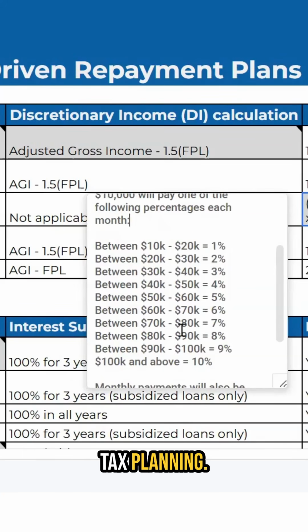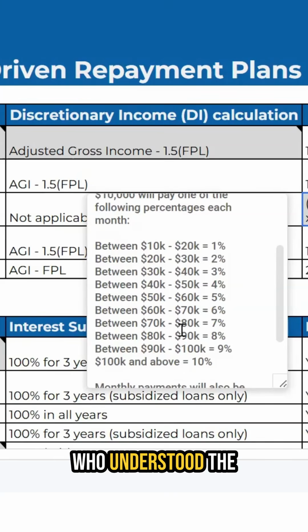Let's say that we have someone who doesn't understand the importance of the difference between the percentages when it comes to calculating payments under a repayment assistance plan, and they're doing their tax planning and their adjusted gross income is right at $100,000. Well, they would, because they're over $100,000, have to pay 10% of their adjusted gross income towards their loans. That would be $833 a month.